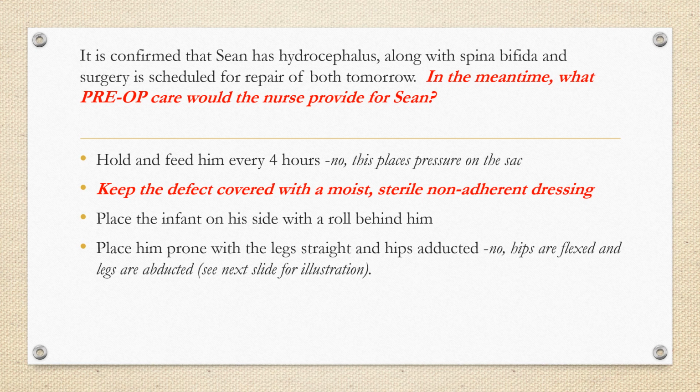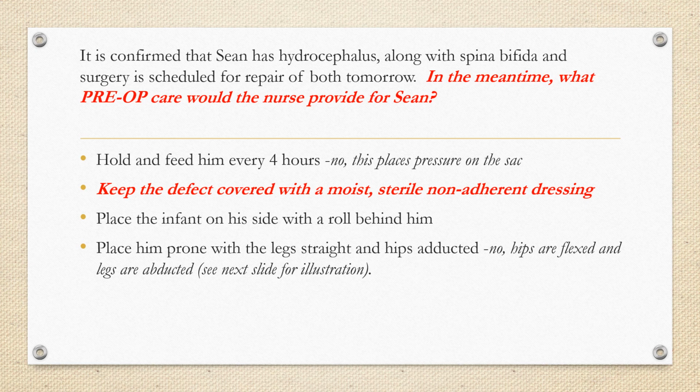It is confirmed that Sean has hydrocephalus along with spina bifida, and the surgery is scheduled for repair of both of these tomorrow. In the meantime, what pre-op care would the nurse provide for Sean? So we're going to surgery in the morning. Let's look at our selections here. We need to select just one. Hold and feed him every 4 hours? No, we're not going to hold and feed him because especially if we put pressure on that sac, we could rupture the sac.